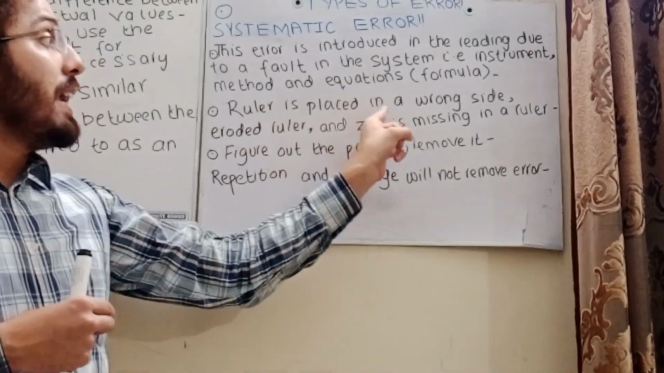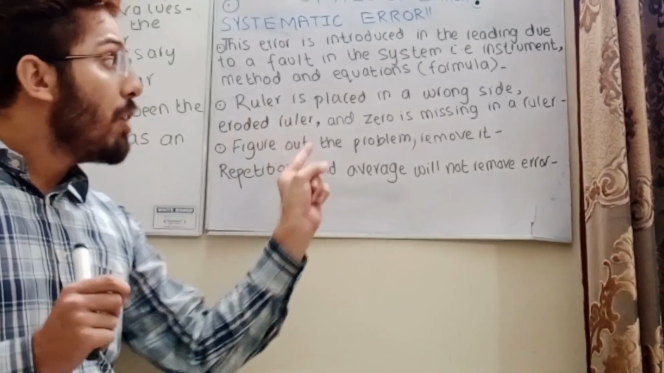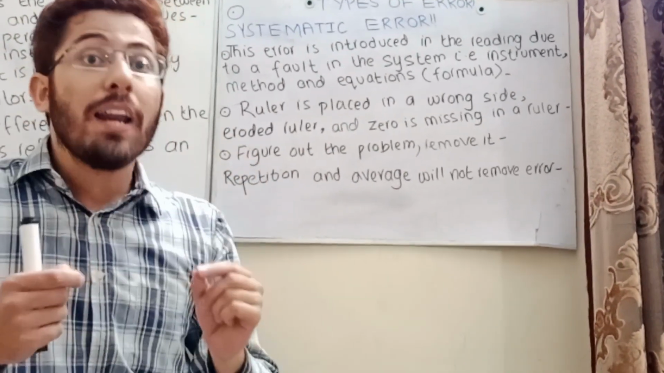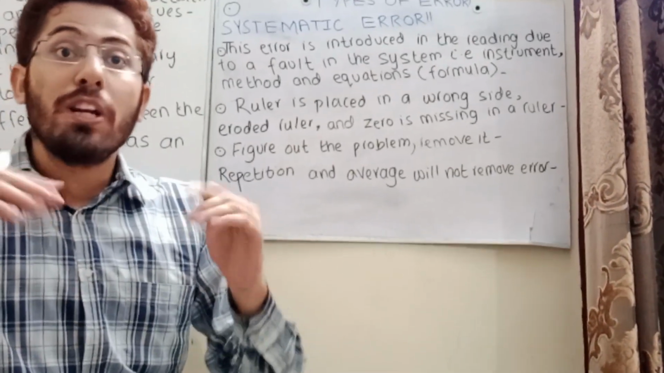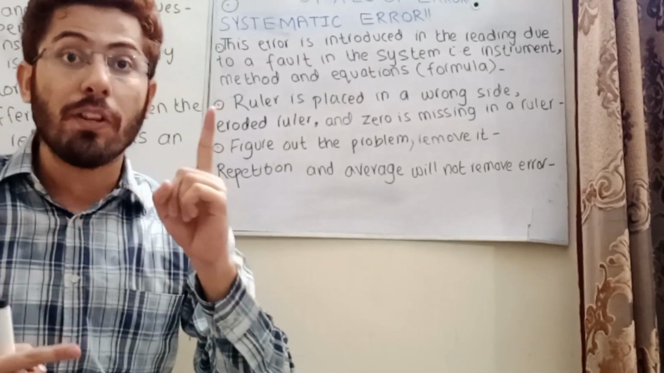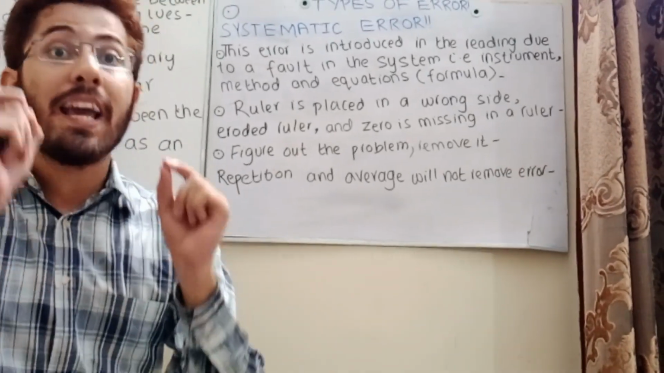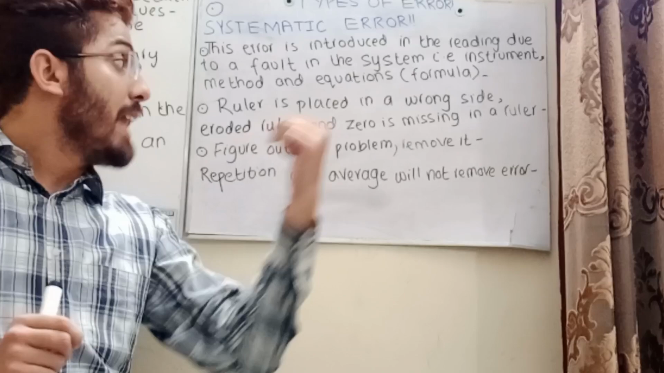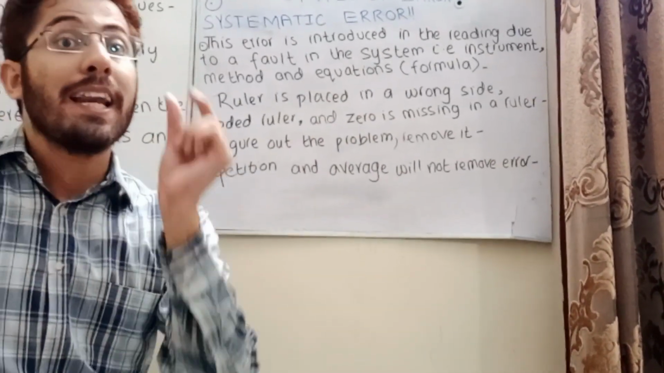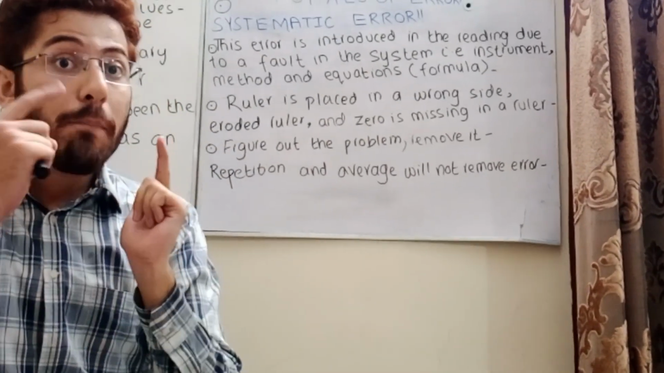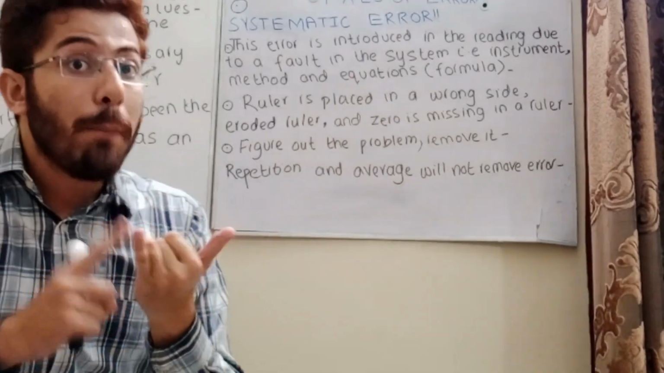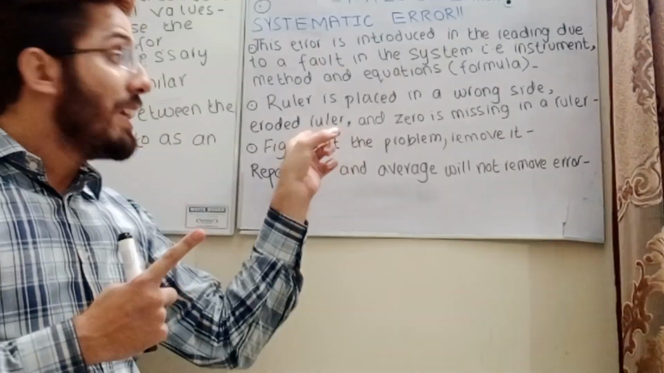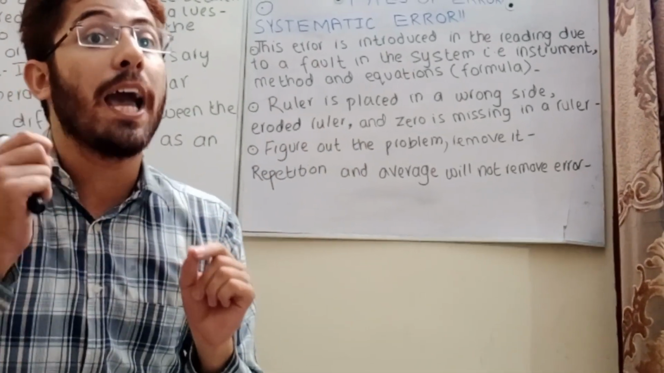Second point, the ruler is placed on the wrong side, an eroded ruler, or zero is missing. What does it mean? It means that the ruler may be placed horizontally instead of vertically. Or an eroded ruler means, suppose, one or two numbers are missing, and in some rulers the zero is missing. So remember my word, student, the ruler must not be placed on the wrong side. Either the zero is missing, or we have used an eroded ruler.